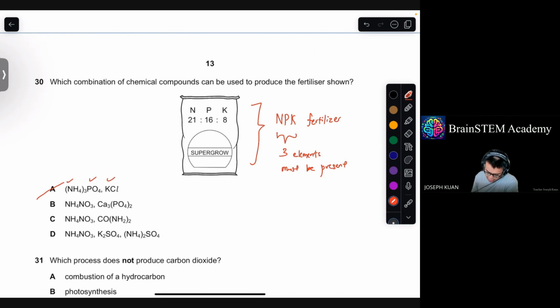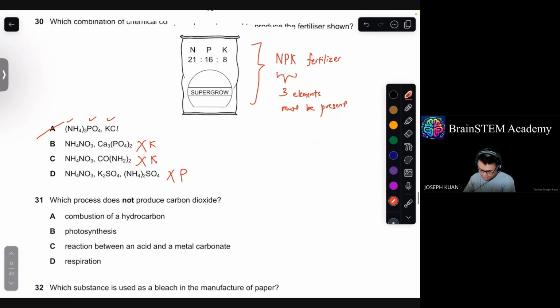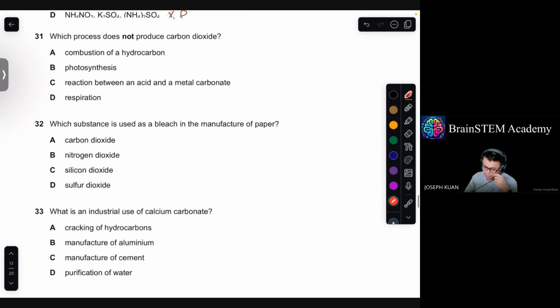B doesn't have K. C also doesn't have potassium. And D doesn't have phosphorus. So the answer is A. In order to make NPK fertilizer, of course, you need compounds that contain these three elements. Moving on to question 31. Which process does not produce carbon dioxide?